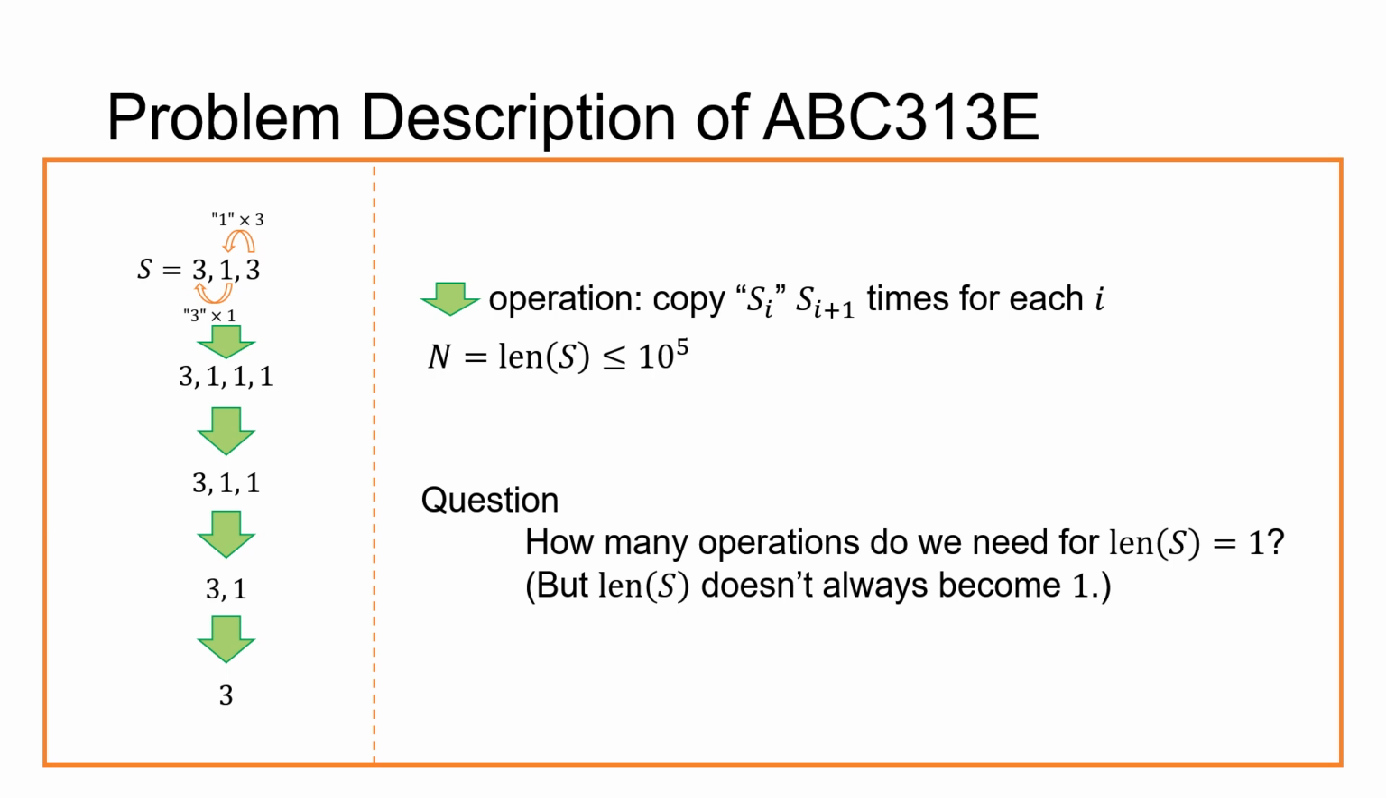We are given a string S consisting of digits from 1 to 9 with a size of n. We'll consider an operation denoted by a green arrow here and apply it to S repeatedly. This operation involves copying the integer si plus 1 times for each index i. Our goal is to determine the number of operations required until the length of S becomes 1. However, there are cases where the length doesn't decrease.